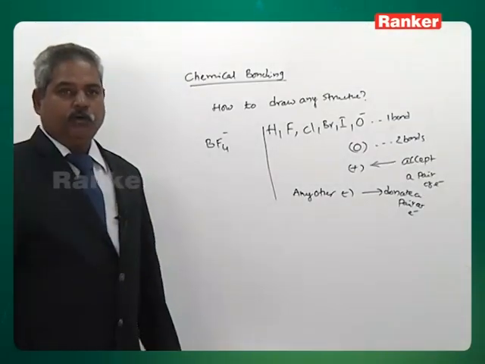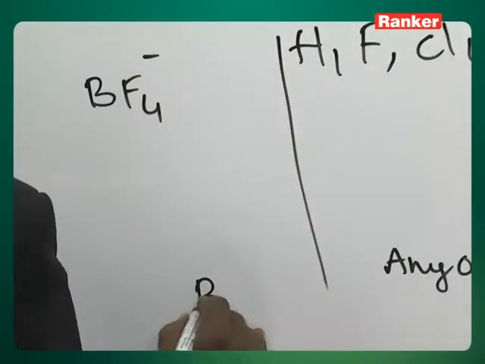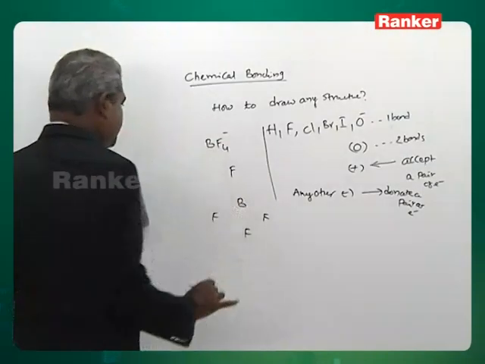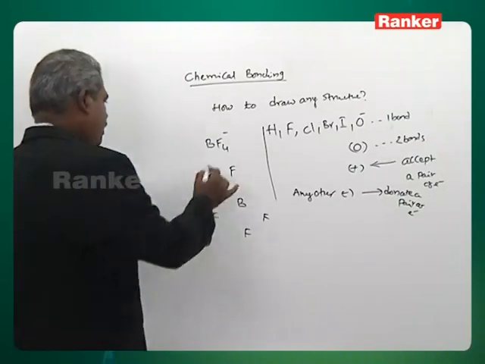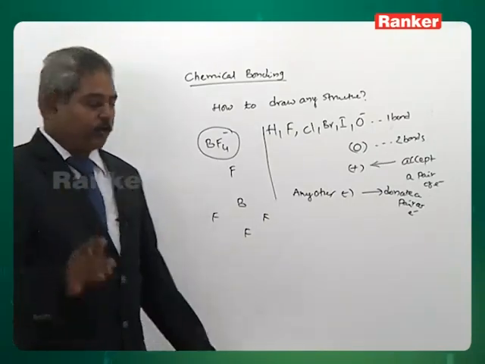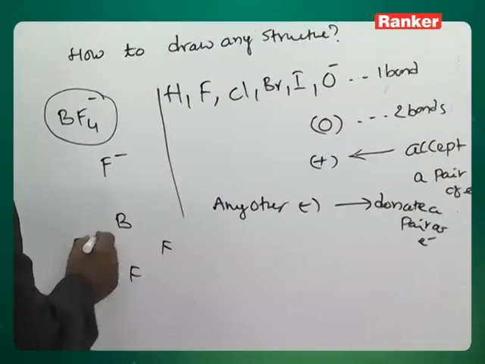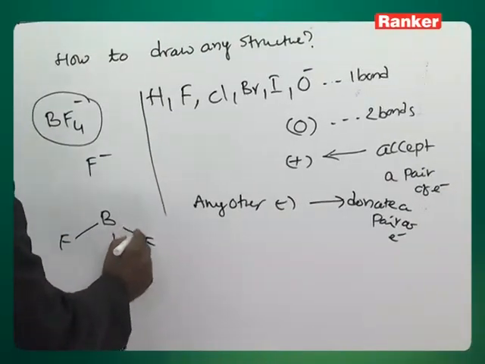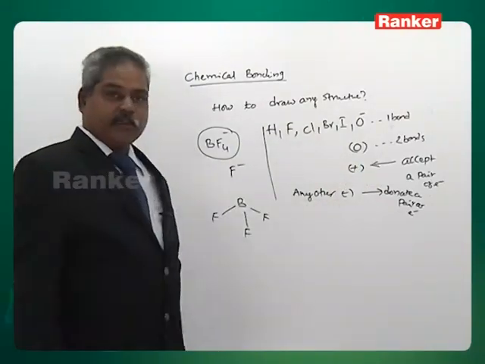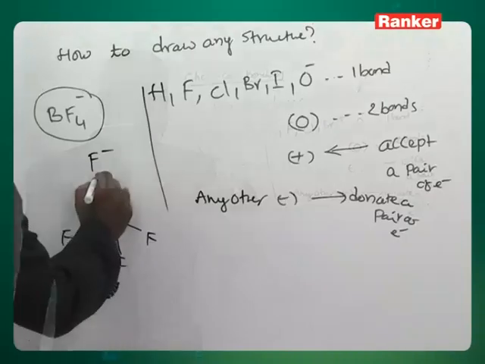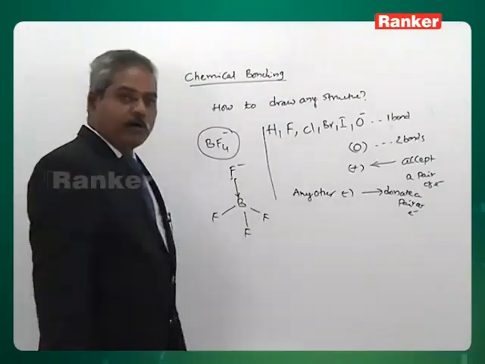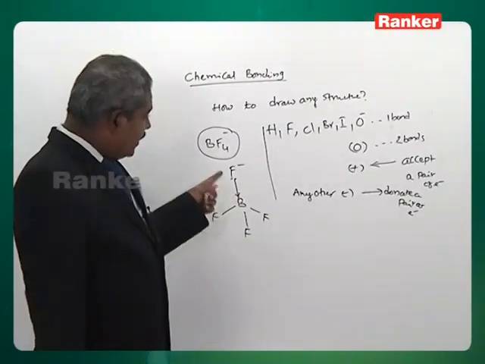Now, BF4 minus. 1 boron, 4 fluorines. It's all there in the formula. I am not using anything from outside. Whatever is given in the formula, I am just spelling it out. One boron, 4 fluorines. One of them is a minus. Fluorine forms 1 bond. F minus: what is the role of minus in a group? Whenever there is a minus, it donates a pair of electrons to the central atom. And this is called a coordinate covalent bond, whenever somebody is donating a pair of electrons.